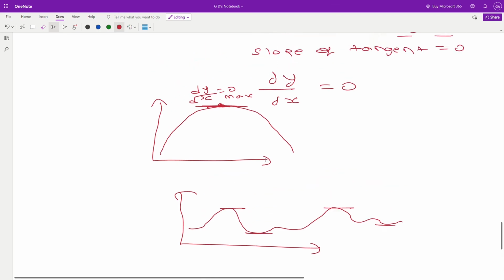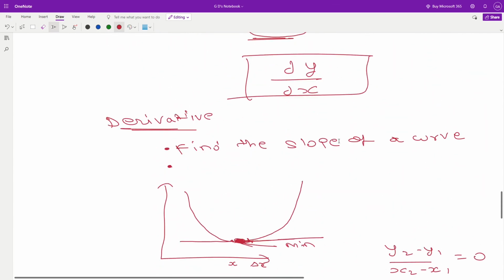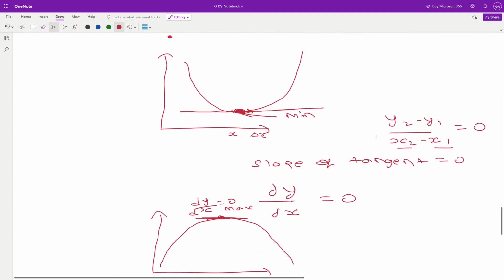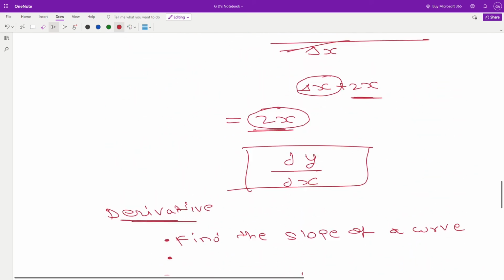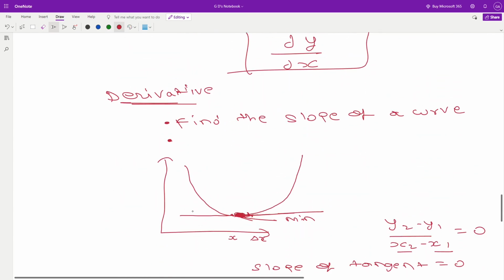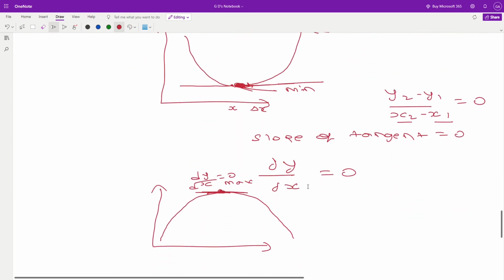But the main point here is, along with finding the slope of a curve, which we know how to do right now, you're able to find exactly where the minimum and maximum of this particular equation lies. Wherever your slope of the tangent is 0, there exactly lies a minimum point. For example, this parabolic function has only a minimum value, not a maximum. So this is your minimum wherever your dy by dx is equal to 0.